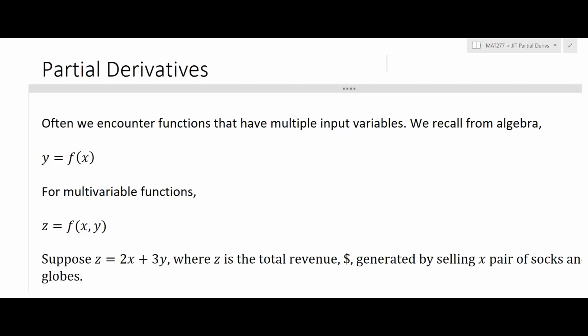Hello and welcome. In this video, we're going to just briefly look at partial derivatives. This is just a quick crash course to help us in what we need going forward.